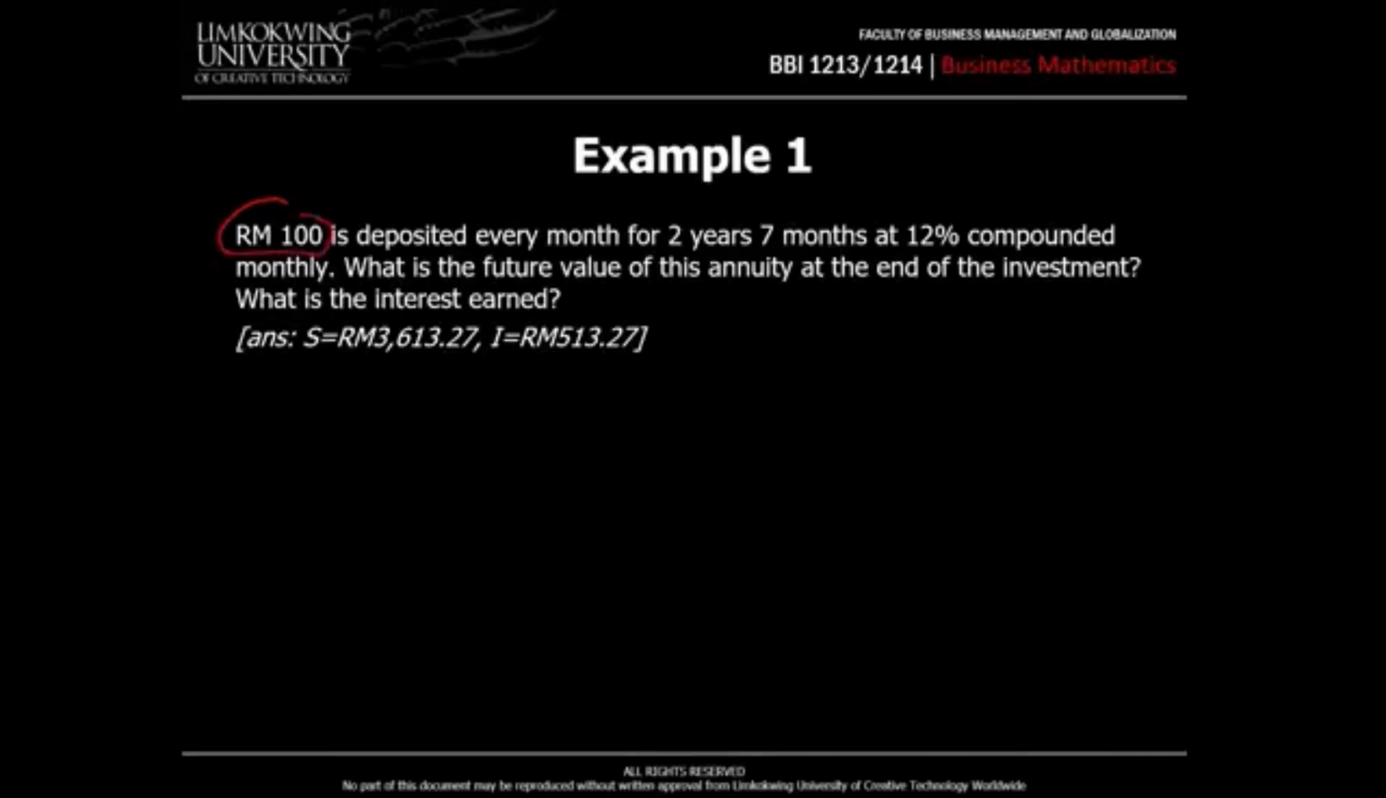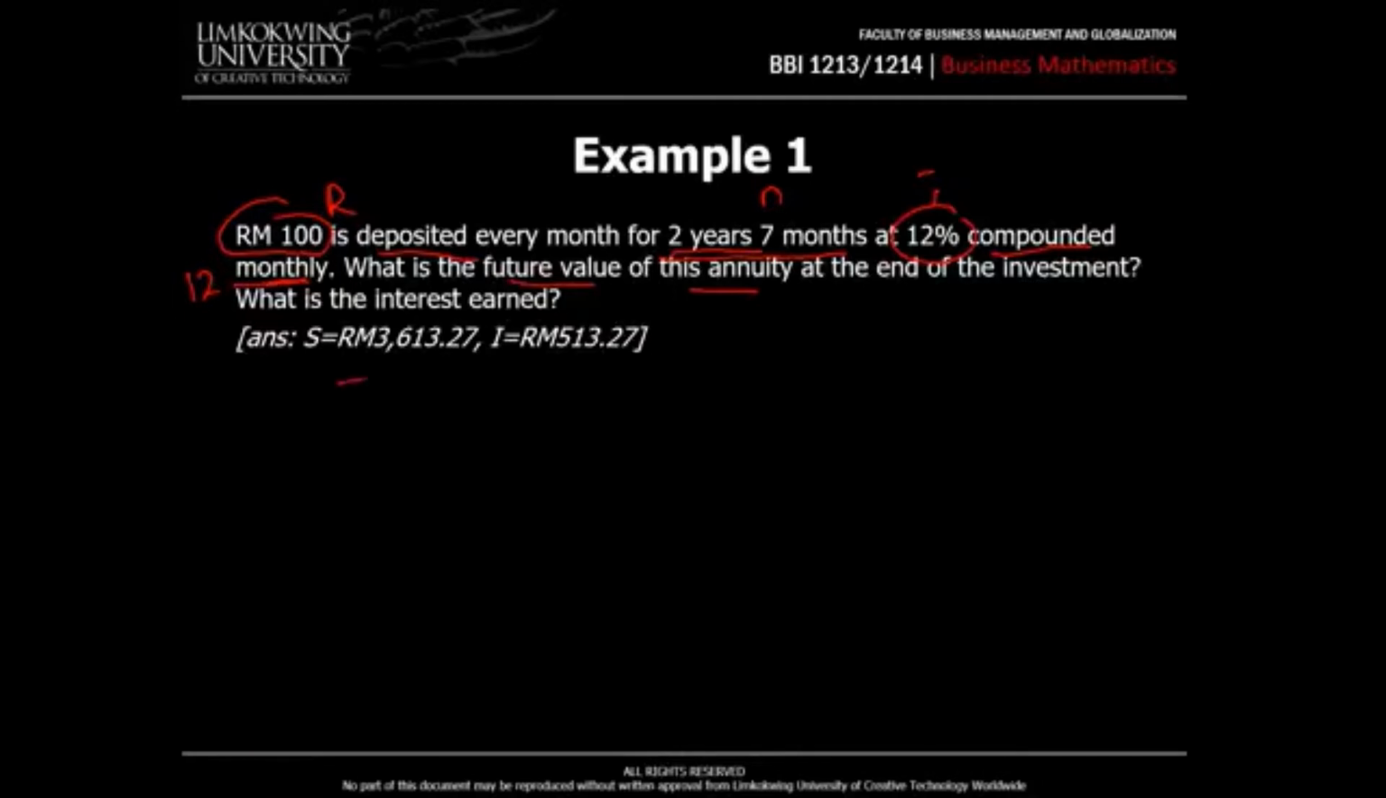RM100 is deposited every month for 2 years 7 months at 12% compounded monthly. What is the future value of this annuity at the end of the investment? Deposited every month, this is R. Compounded monthly means 12 months per year, but you deposit for 2 years 7 months.